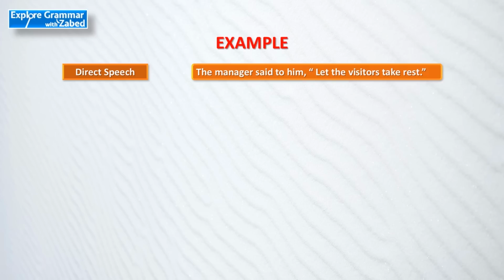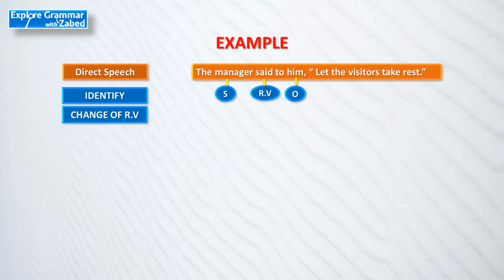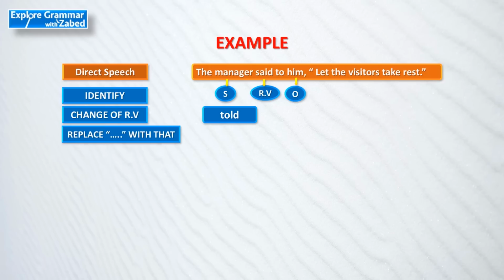Let's look into an example of it. The manager said to him, "Let the visitors take rest." The first step is to identify. Here, the manager is the subject, him is the object, said is the reporting verb. The second step is to change the reporting verb. So here, the reporting verb said will become told. The third step is the replacement of inverted comma with that. So, the sentence looks like, the manager told him that.